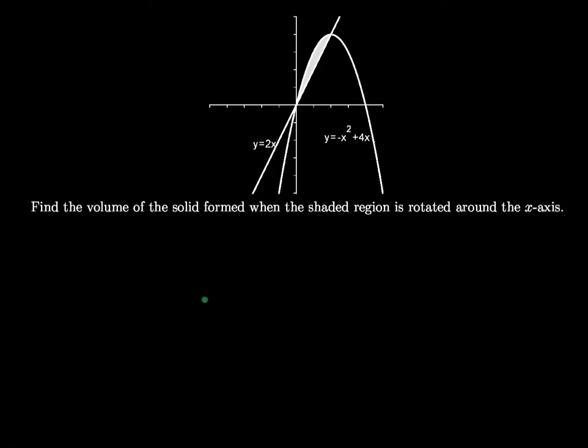Now we get to a few more interesting solids of revolution. This one says, find the volume of the solid formed when the shaded region is rotated around the x-axis. So this is the axis we're rotating around, and what I'm trying to do is take this shape and rotate it around this axis.